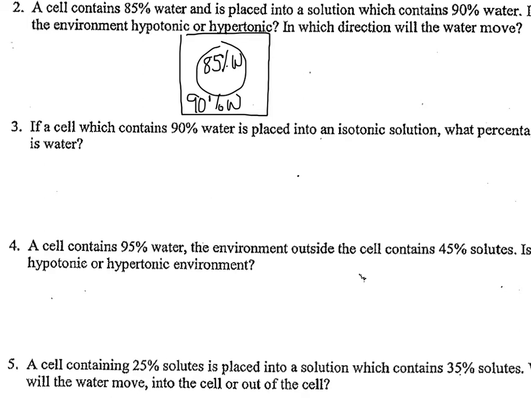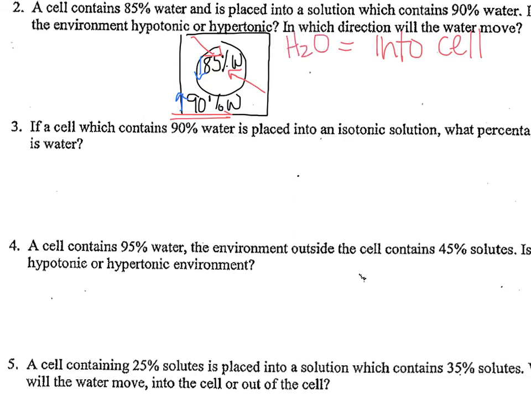So once again, let's figure out immediately where water is going to move. We see that water's high here. 90 is higher than 85. And immediately we know that water is going to move from an area of high concentration to an area of low concentration. So therefore, water will move into our cell. So water moves into our cell.